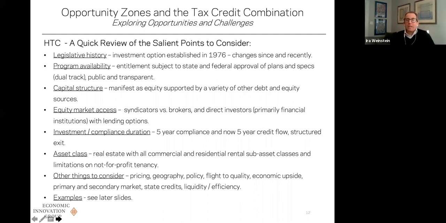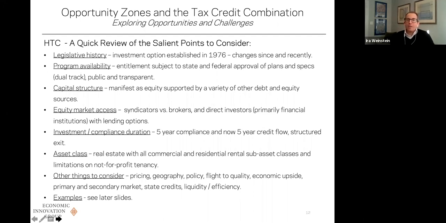The good news here is that the credit itself does come into a transaction as equity. And here, again, there are other sources of capital, including various forms of debt. There are syndicators here, although it's less of a syndicated market, more of a brokered market. It's changing a little bit. The credit had been, up until recently, essentially a one-year credit, delivered as the assets are placed in service. It's now a 5-year credit. So the compliance period has always been 5 years, and now the credit flows over 5 years as well. Here again, there are structured exits.